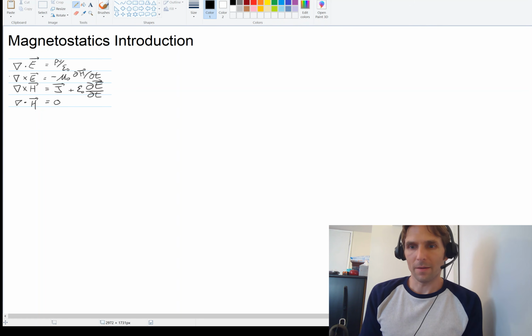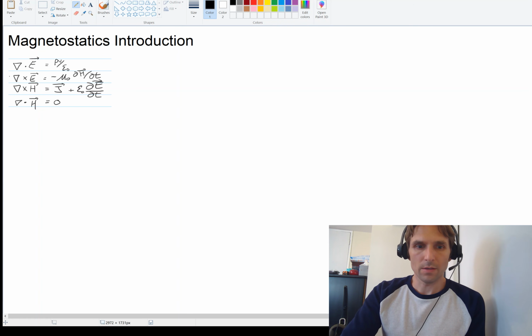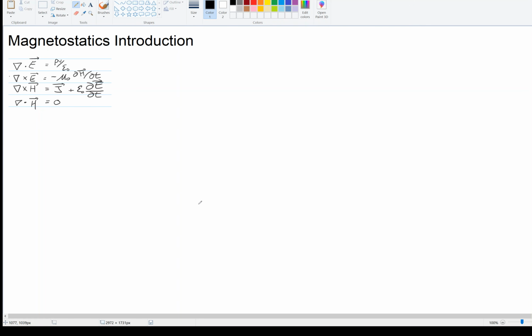Hey, welcome back. We just finished electrostatics, and now we are going to turn our attention to magnetostatics. Before we do that, I want to summarize how we got here and also summarize Maxwell's equations yet again. These are Maxwell's equations in our most general form.